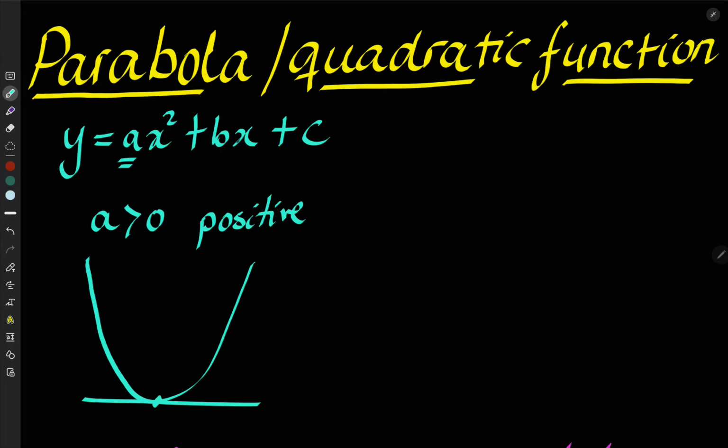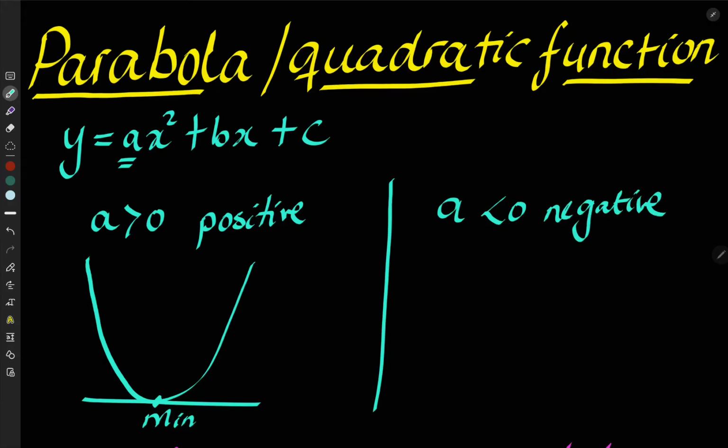Think of it this way: this is like a valley. A valley has a bottom, which is the minimum point, or also a cup. So that is the minimum point. Alternatively, if a is less than 0, it simply means that a is a negative number, like -1 and so on. What it means is that the parabola will have a maximum point. This is like a hill, or a cap. So it will have a maximum point.